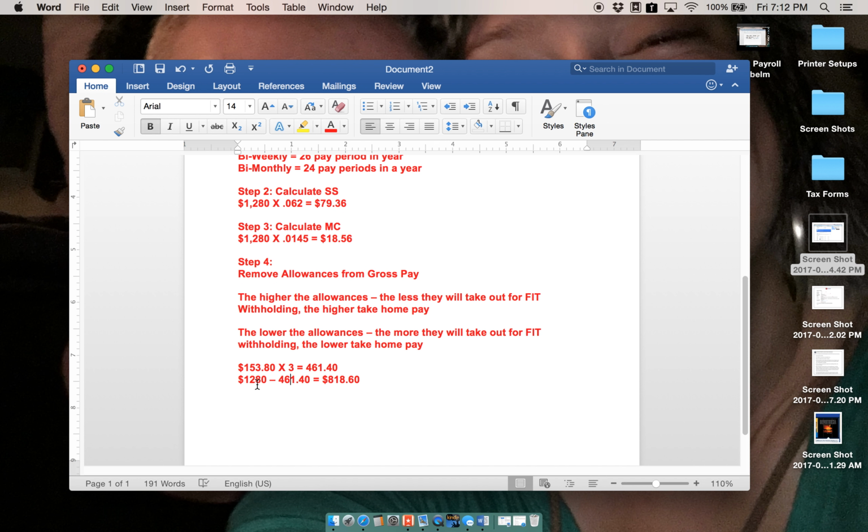Next, I subtract that amount from $1,280 to get taxable income of $818.60. Meaning this is the income that they're going to use to calculate your federal income tax withholding. Okay. Let's do another example just to kind of show you the difference.